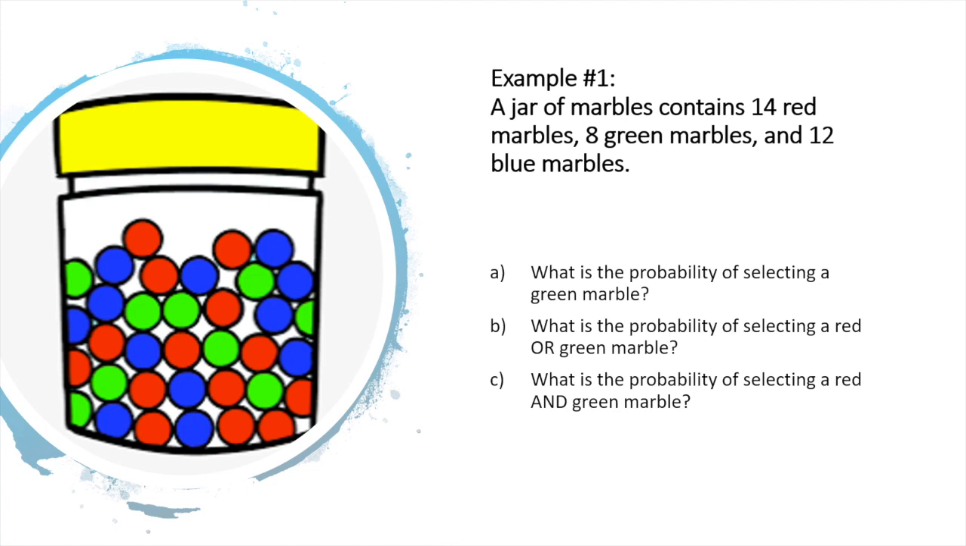So now we're ready to dive into 4 example problems, and these are found on the notes worksheet that goes along with this video if you want to work along with it. So example number 1, basic probability problem. So we have a jar of marbles. We always have jars of marbles, and there are 14 red marbles, 8 green marbles, and 12 blue marbles. So you're asked A, B, and C, what's the probability of selecting a green marble? Part B, a red or a green marble, or part C, a red and a green marble.